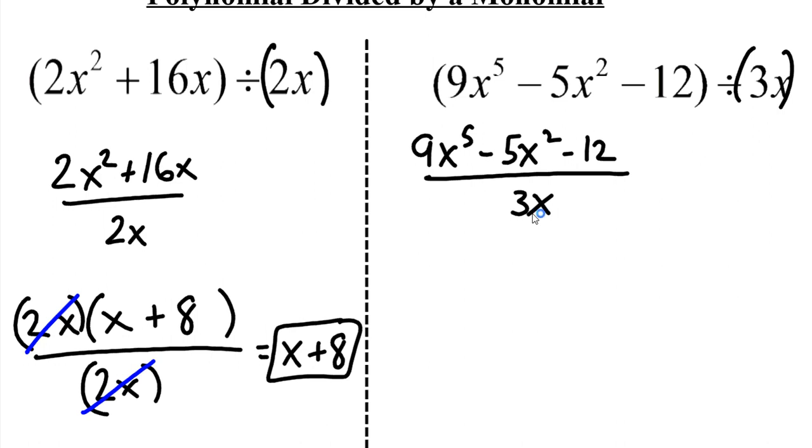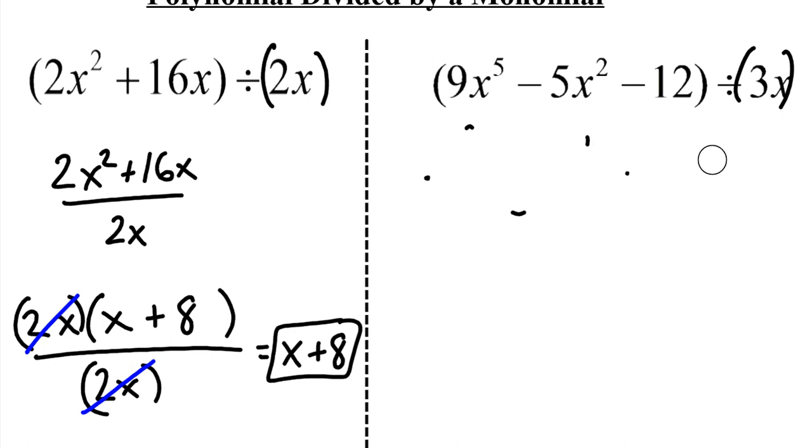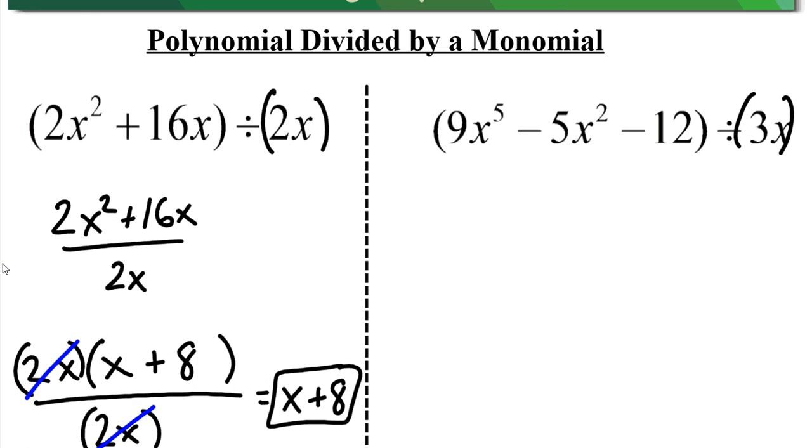The most that I can divide out of the top is just a 3. I can't divide any x's out, so this would be a 3. And then what's left behind? Well, a 3x to the 5th. Oh no, I can't even divide out a 3 because the 5's not divisible by 3. Ooh, we need to back this up and go looking at 9x to the 5th minus 5x squared minus 12, all dividing by 3x.